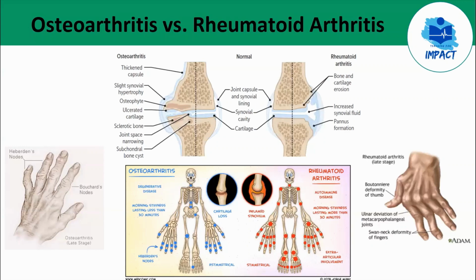Can someone tell me what autoantibodies we look for in the blood for a diagnosis of RA? Yes, someone wrote anti-CCP and rheumatoid factor. Which one's more specific for RA? Anti-CCP is more specific. That is correct.